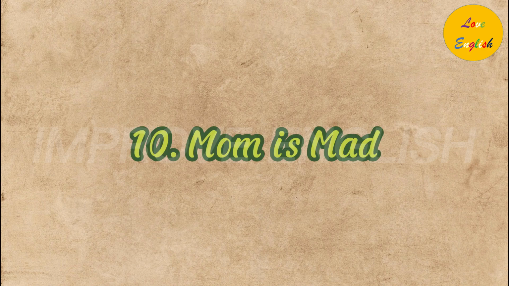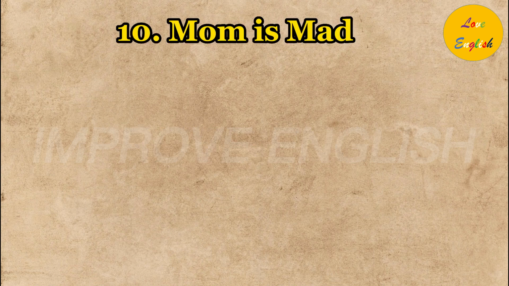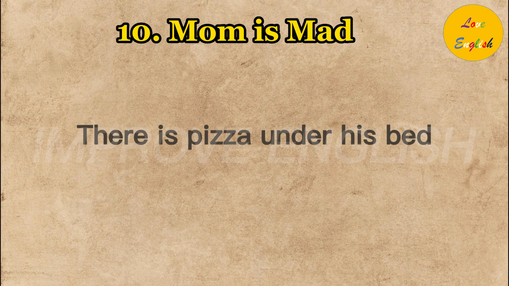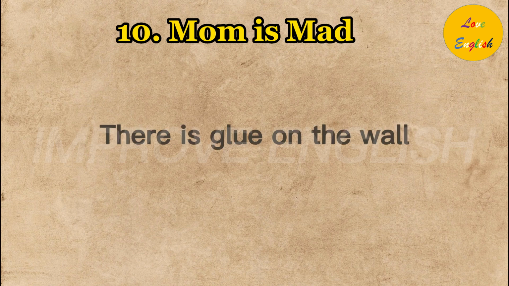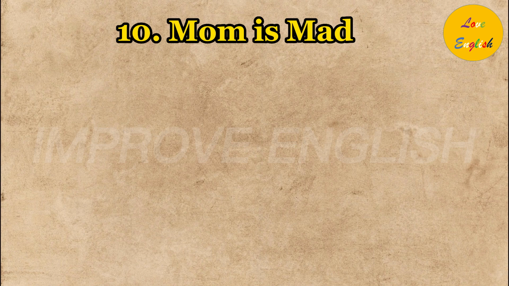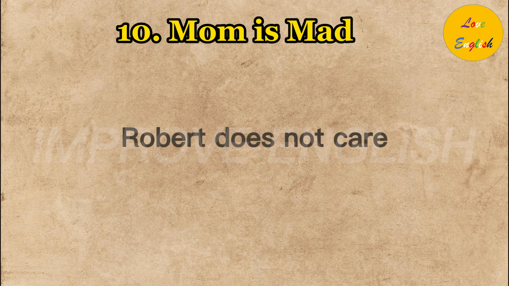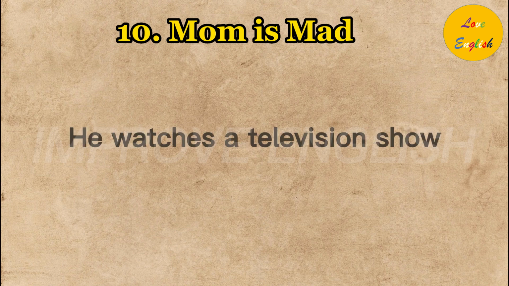10. Mom is mad. Robert's room is messy. There is pizza under his bed. There is glue on the wall. There is a pile of clothes. There are toys on the floor. Robert does not care. He watches a television show.